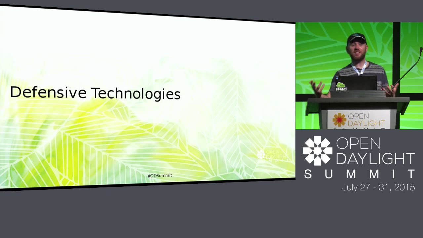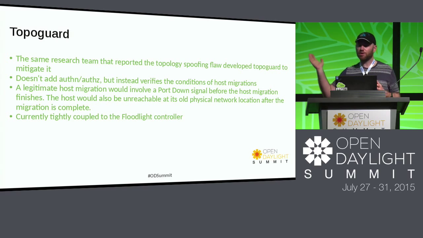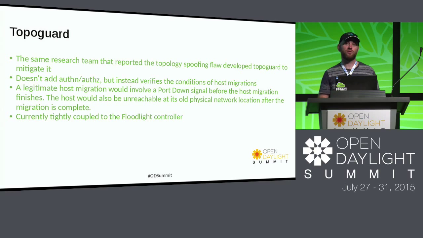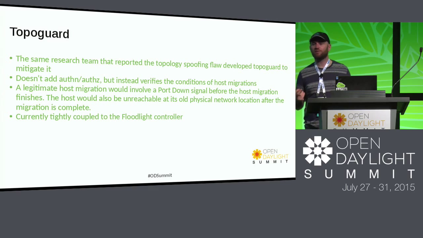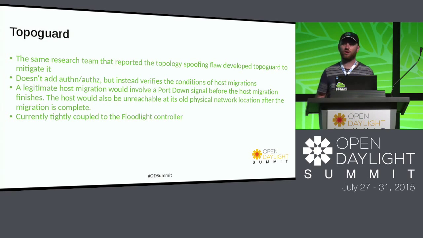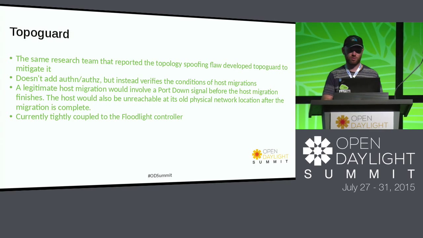So what kind of defensive approaches can we take, given these are the sort of issues that we're facing? One of them is Topoguard. I mentioned just before that host migration spoofing vulnerability. The researchers who reported that vulnerability, it turns out it affects a whole bunch of SDN controllers, not just OpenDaylight, also proposed a fix. And they developed a piece of software called Topoguard. Unfortunately, it's tightly coupled to Floodlight, so we couldn't easily use it in OpenDaylight. But the same approach could very well be used.